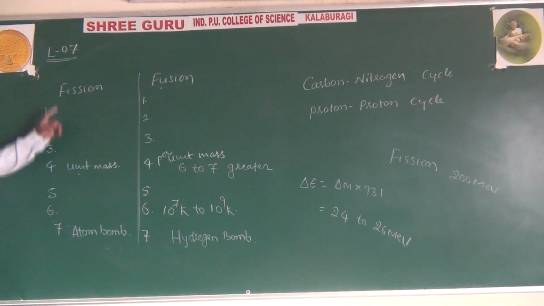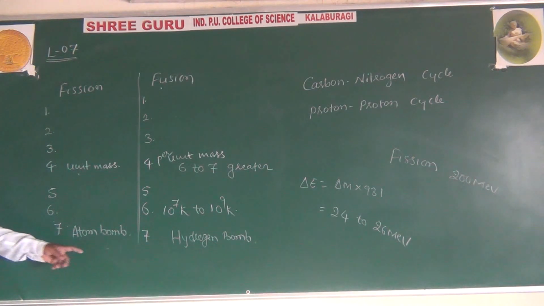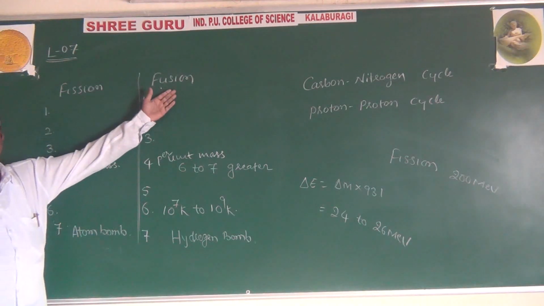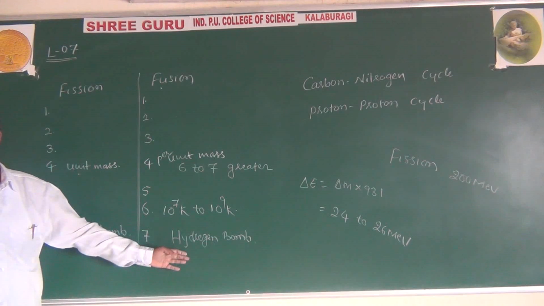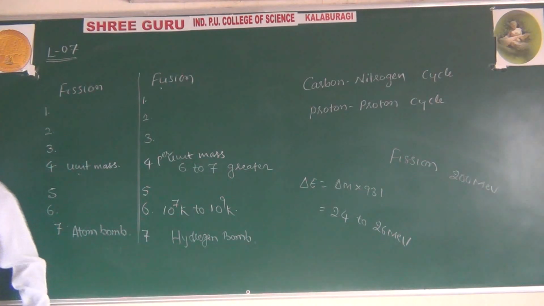The atom bomb works on the principle of nuclear fission with an uncontrolled chain reaction. Controlled chain reaction is in a nuclear reactor. Uncontrolled chain reaction is in the atom bomb. Whereas in case of nuclear fusion, the hydrogen bomb works. These are the few differences between nuclear fission and nuclear fusion.